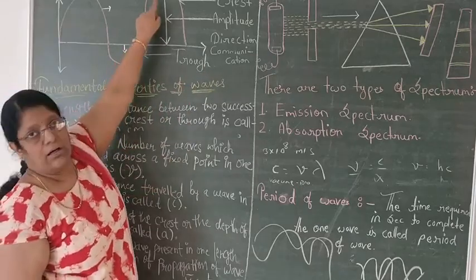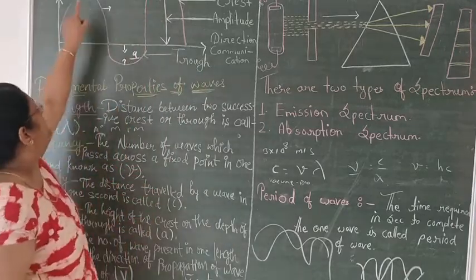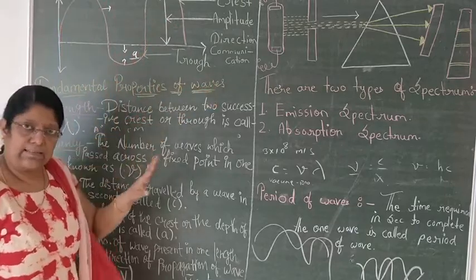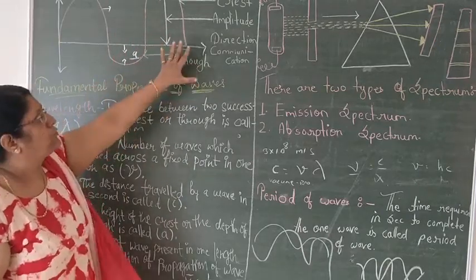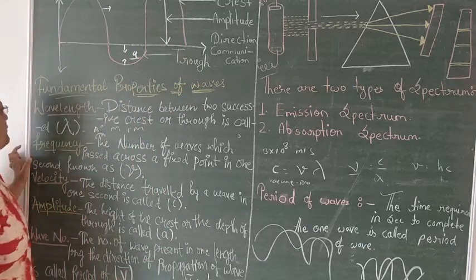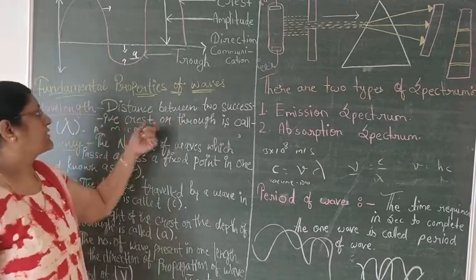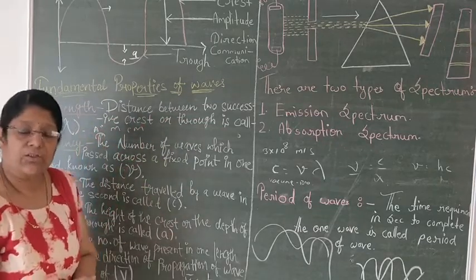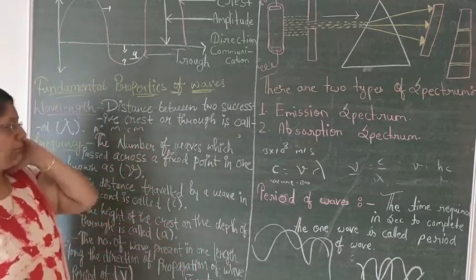Distance between crest maximum and trough maximum. Now wavelength: distance between two successive crests or two successive troughs, represented by lambda. So the definition of wavelength will be: distance between two successive crests or troughs is called wavelength, that is lambda. Its unit may be in angstrom, meter, or centimeter. Maximum we are using meter or centimeter.